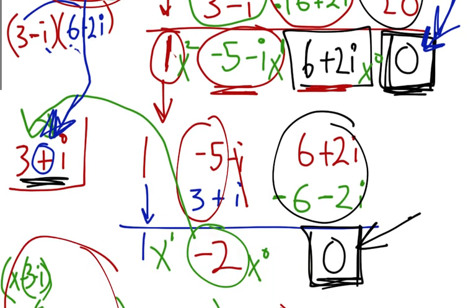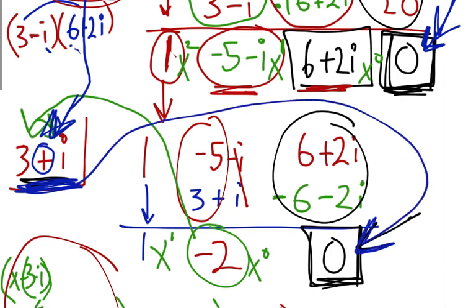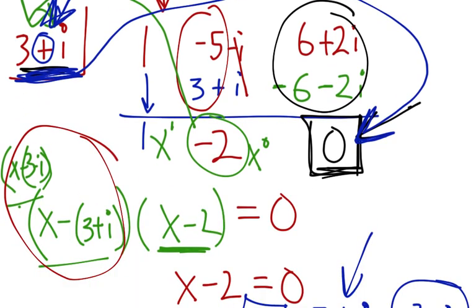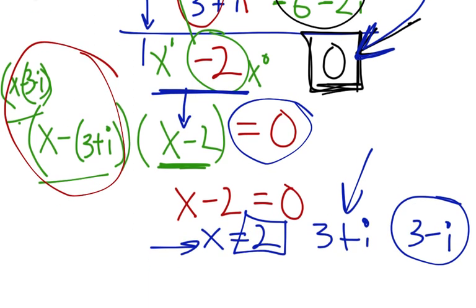Then do synthetic division again. Because I'm telling you that this will be a zero, it needs to become a zero right here as a remainder. And then we backfill our coefficients, and we're left with our last factor. Set it equal to zero, and then solve for x. And that's how we get the final third solution.